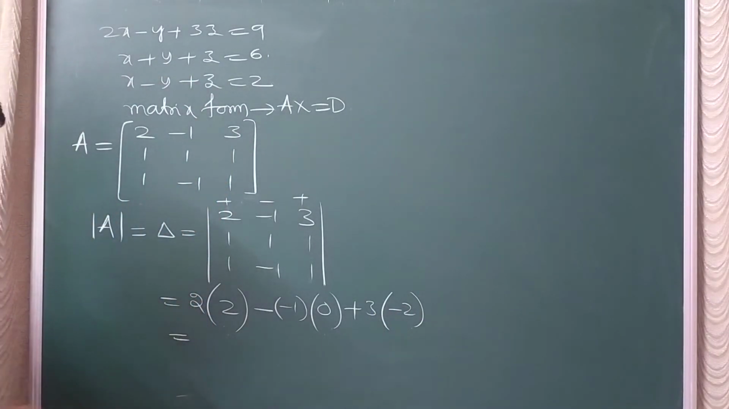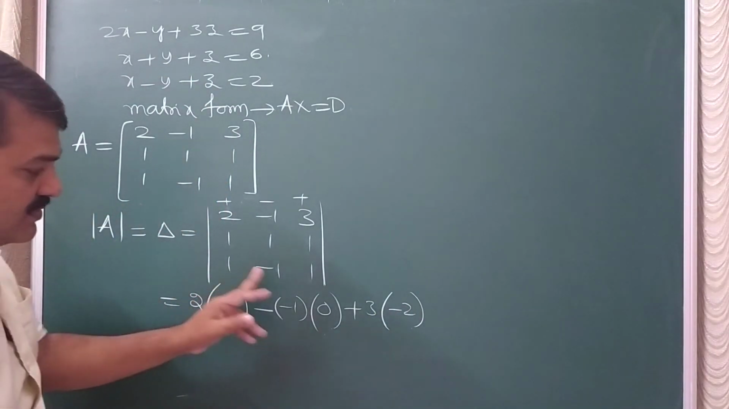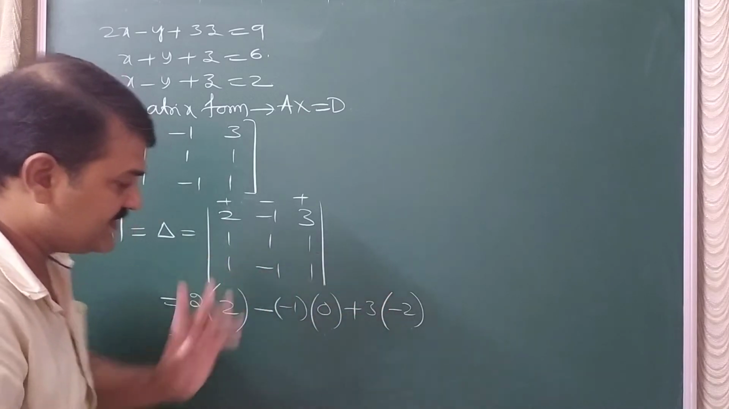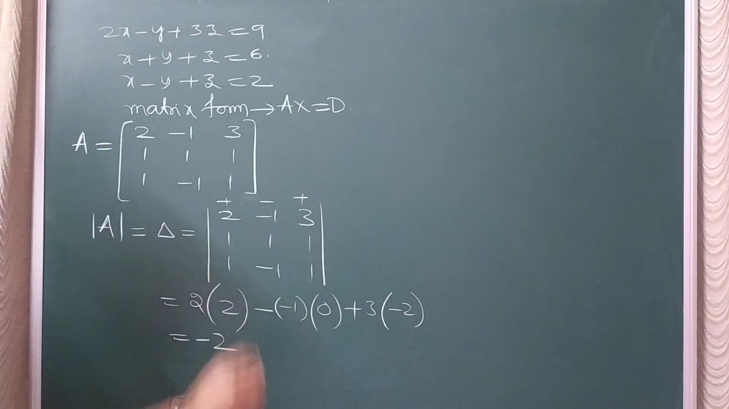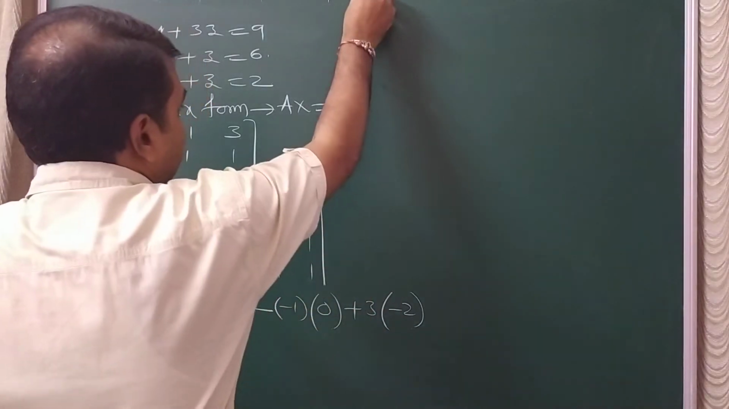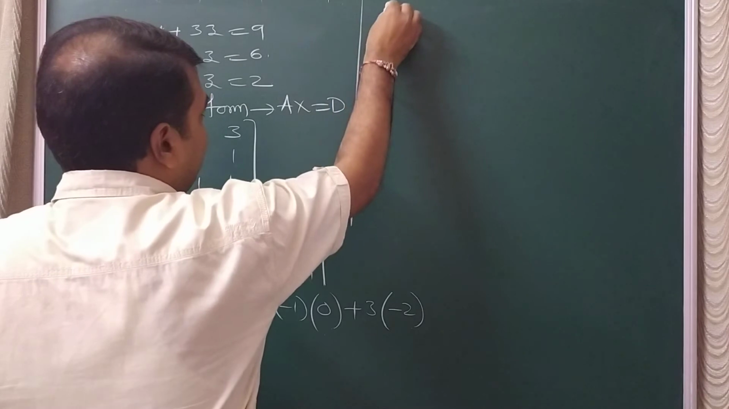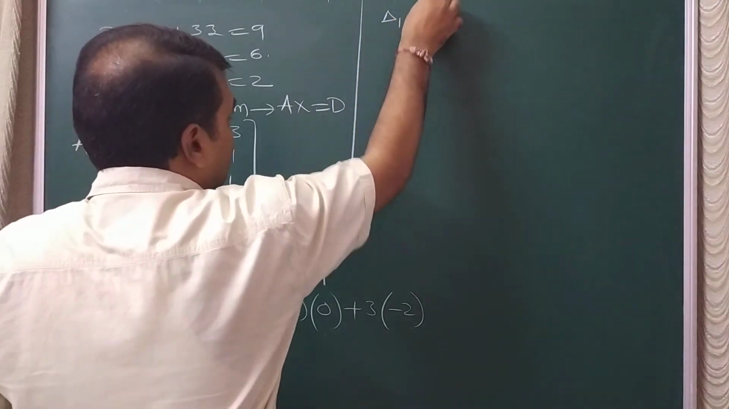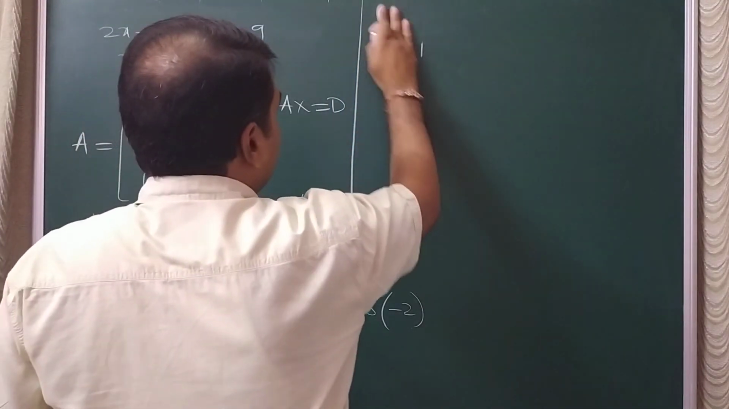So therefore you are going to get 4, 0, minus 6. So minus 2 is the value of delta. That is nothing but det A. Okay. So now I will find delta 1. What is delta 1 basically?